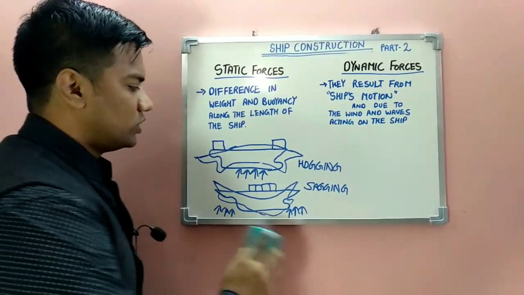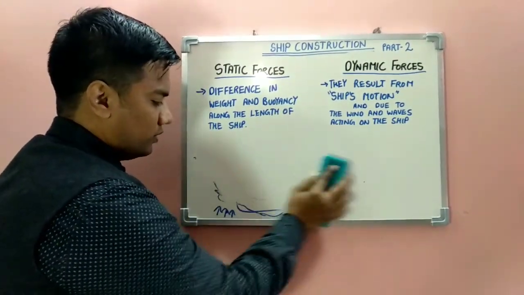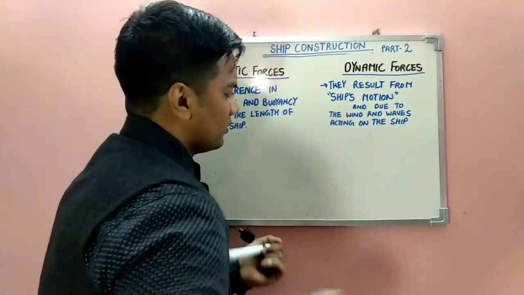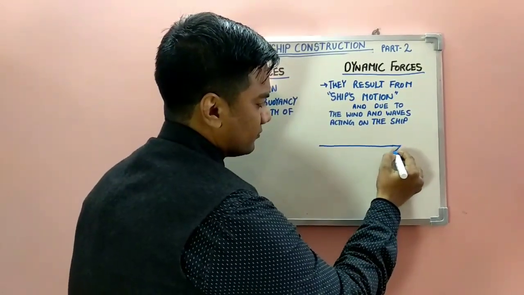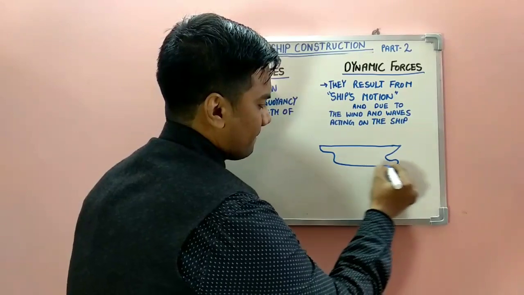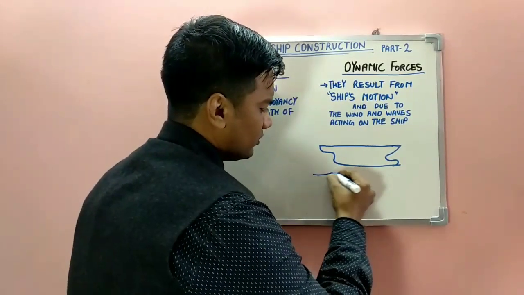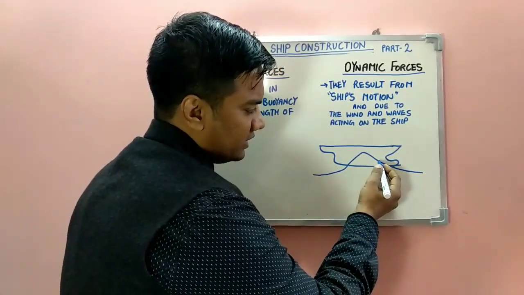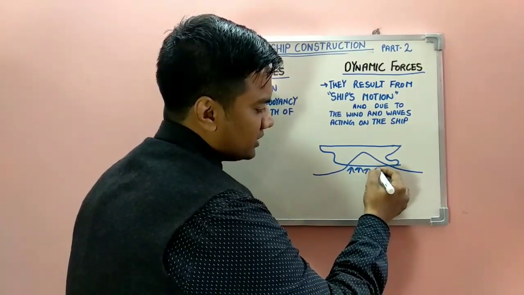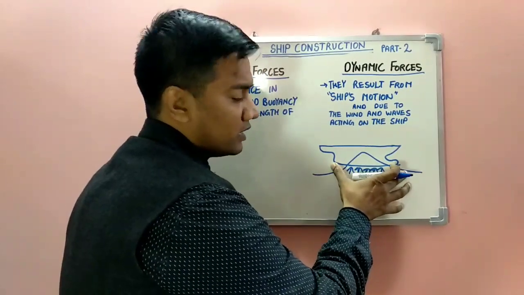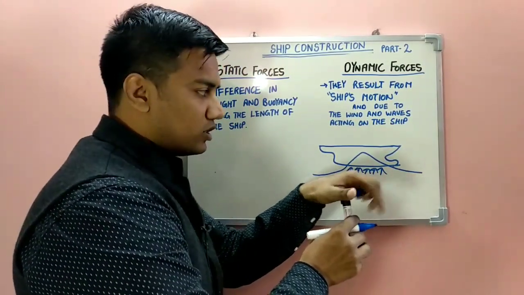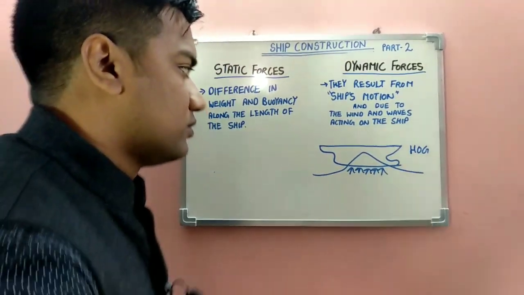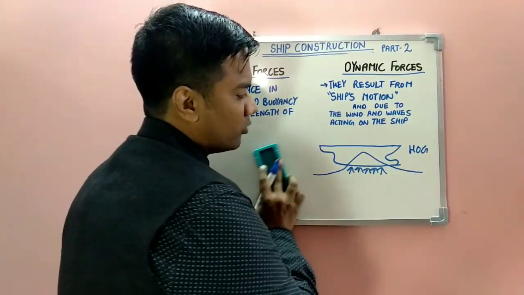Now looking into the conditions which occur when the ship is in motion, or when dynamic forces are acting, they are as follows. Let's consider this as the ship. What happens is the wave acts over here in this way, and the buoyancy in the midship section is larger compared to the buoyancy at the sides. Hence, when the buoyancy in the midship section is larger, the ship will hog. This will result in hogging bending moment.